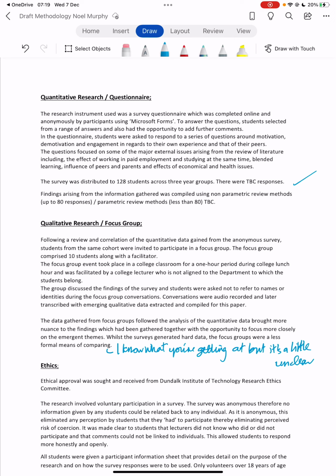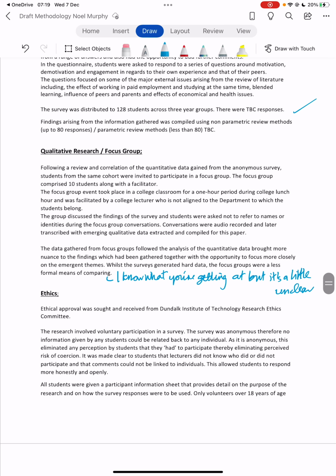The last sentence here, while the surveys generated hard data, the focus groups were a less formal means of comparing. I know what you're getting at there, just a little bit unclear still. Again, if you have a look at Creswell, they talk about the advantages of focus groups and why you would use them, or group interviews. If we take, for example, the survey findings, it allows us to explore them in more depth and to analyse the experiences of the participants that generated that data, something like that, just to indicate how the two complement each other.